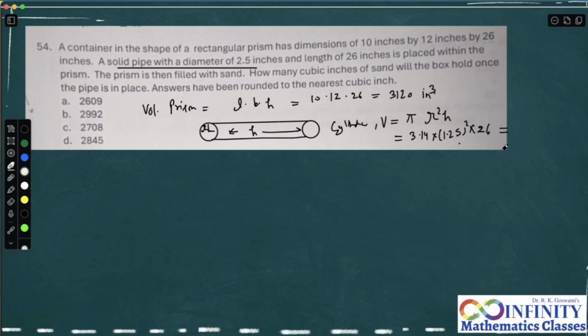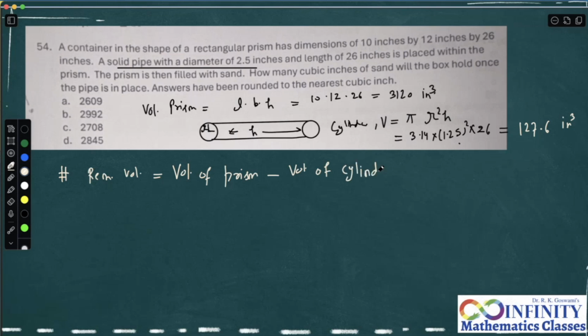I got just rounded 127.6. 127.6. Okay, approximately this is the answer. So again, inches cube. Because you are placing this pipe inside the rectangular prism, the remaining volume is going to be filled with the sand. Okay, so I need to find out the remaining volume. Remaining volume is going to be volume of prism minus volume of cylinder.